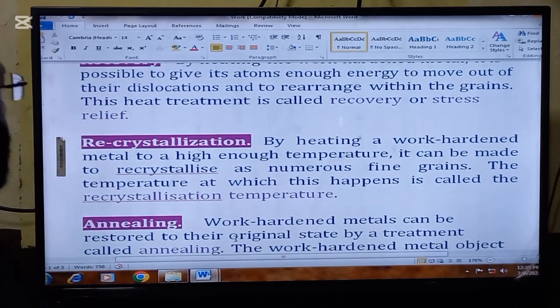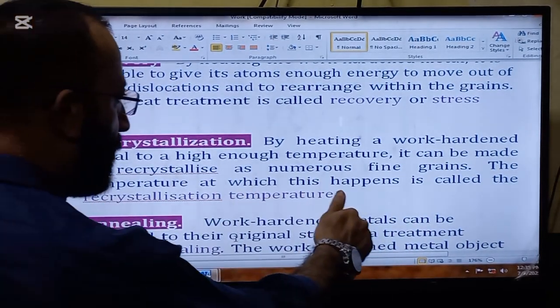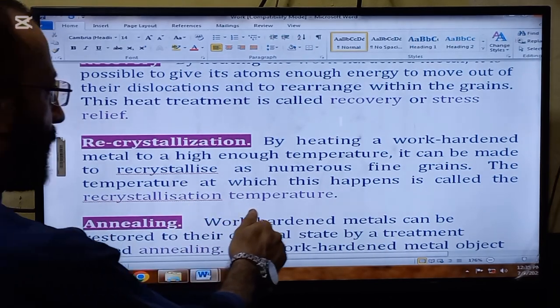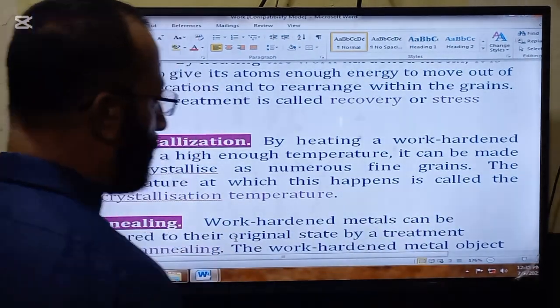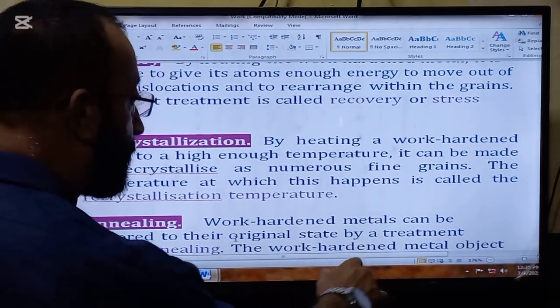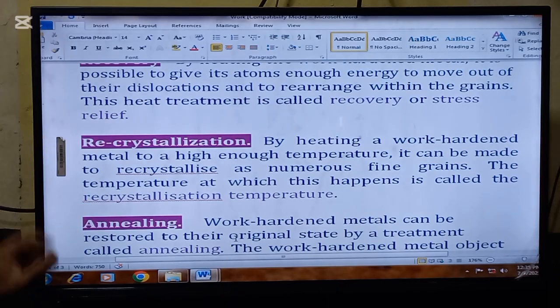The next thing that we are going to read is recrystallization. By heating a work hardened metal to a high enough temperature, it can be made to recrystallize as numerous fine grains. The temperature at which this happens is called the recrystallization temperature.